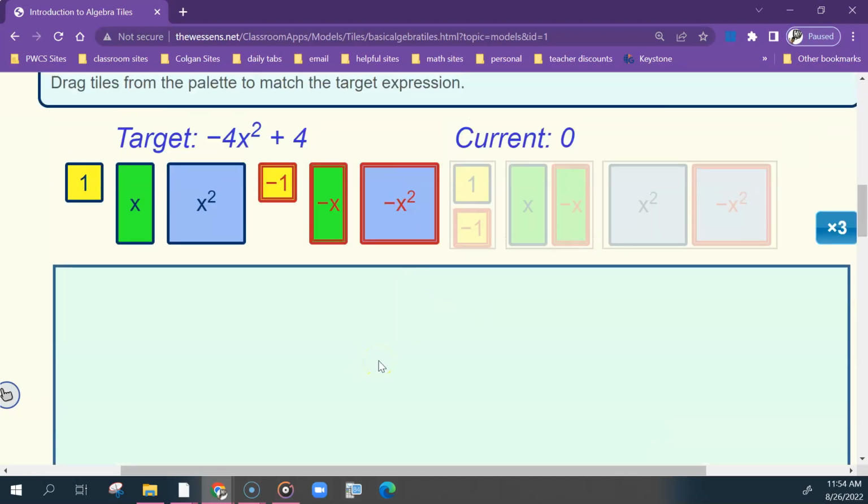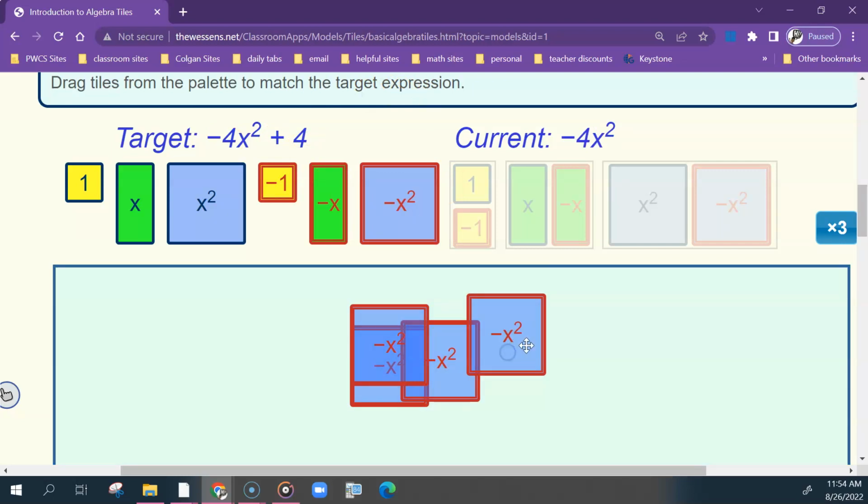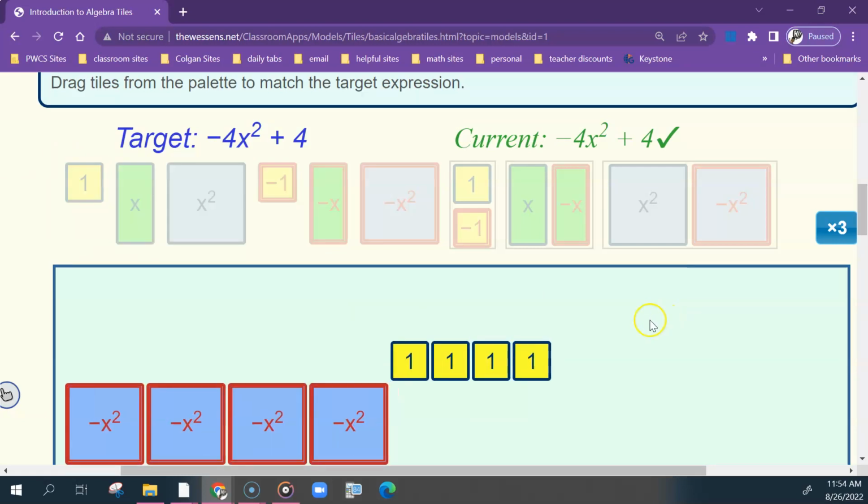Right? We're going to do two different ones, and people can answer this. How would we do negative 4x squared? And then someone can tell me how we would do 4. Cameron, go ahead. 4 of negative x. Okay. And then how would we represent 4? Matthew, go ahead. 4 yellow tiles. 4 yellows. Right, and that did work.